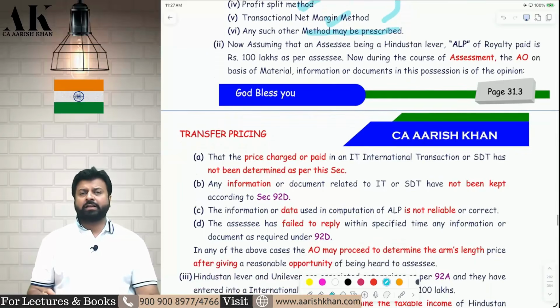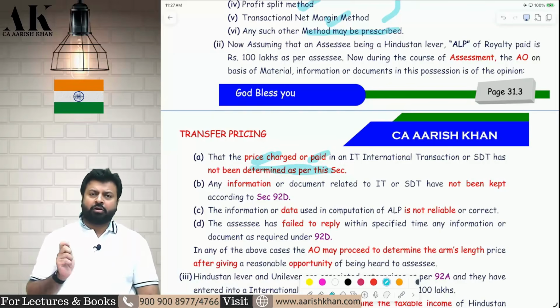Sir, what four things should I not do so that the AO should not interfere in between? First, he should not be of the opinion that the price charged and paid is not as per this section. He should not be of the opinion that you are not following the rules properly, you are not following subsection 1 properly, you have not selected the most appropriate method properly.